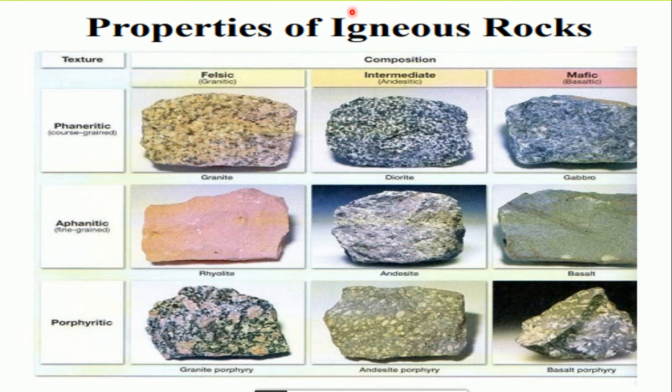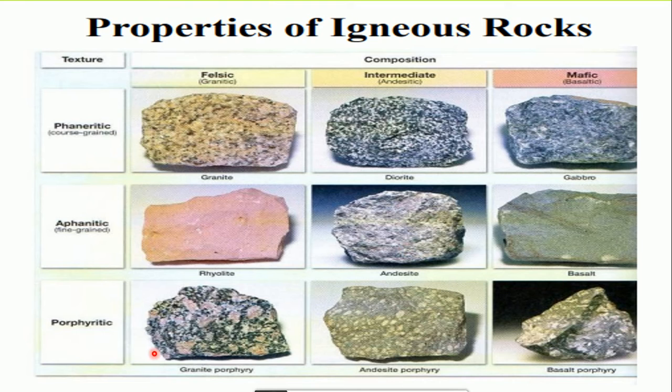Properties of igneous rocks on the basis of texture, that is phaneritic coarse grain. In granite, the coarse grains you can see; in diorite, intermediate, that is the andesitic composition; and mafic, that is basaltic composition, that is the gabbro rock. In aphanitic texture, the grain size we cannot see with the human eye, and examples are rhyolite, andesite and basalt.